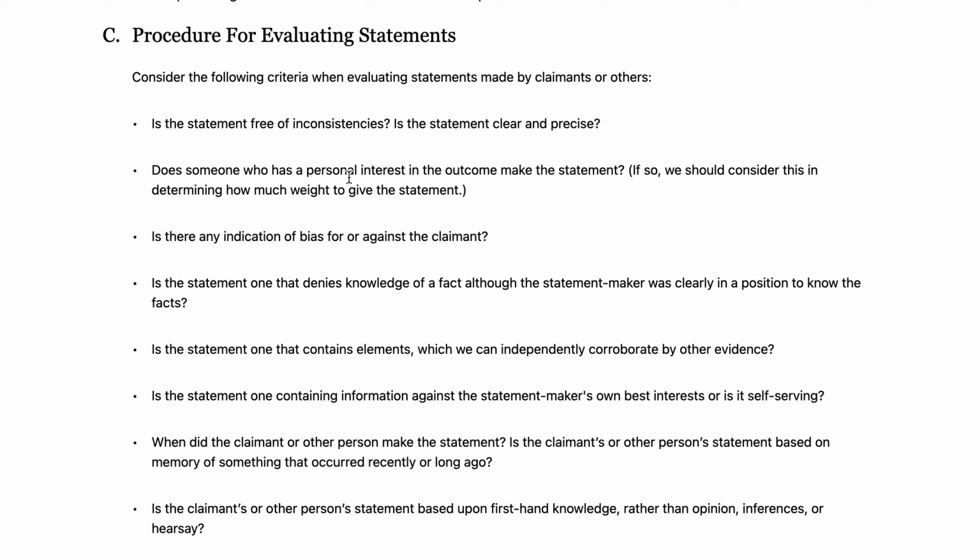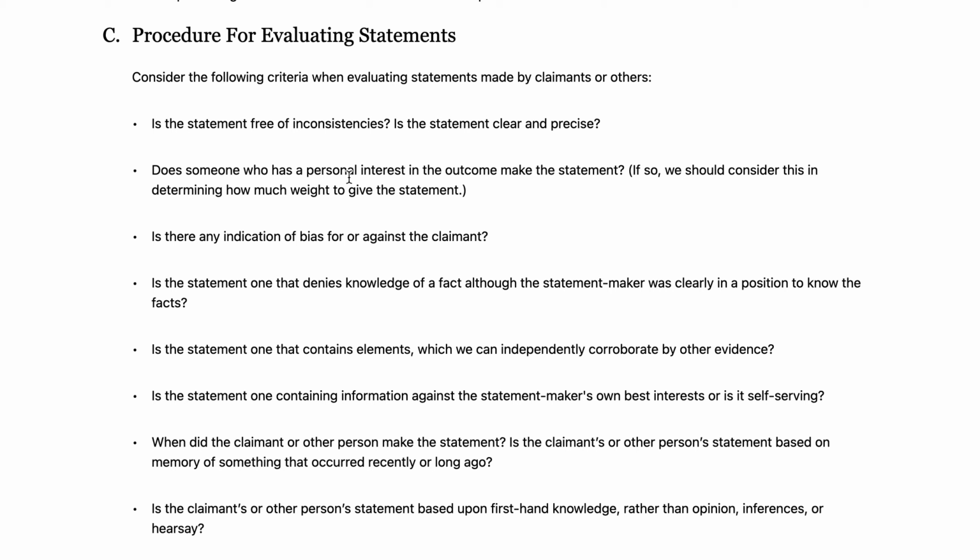the statement consistent with the information they already have? Is the statement clear and precise? Does it ramble on and on? Does it address certain points that need to be addressed? Does the person who is making the statement have a personal stake in the outcome?